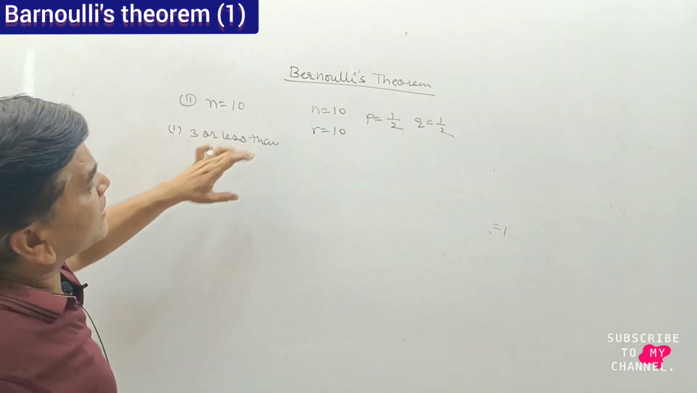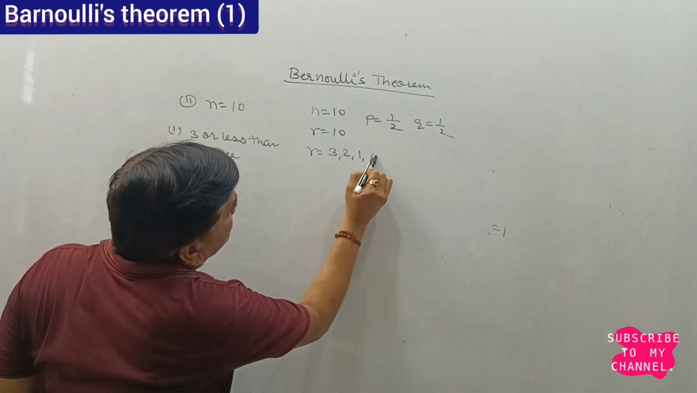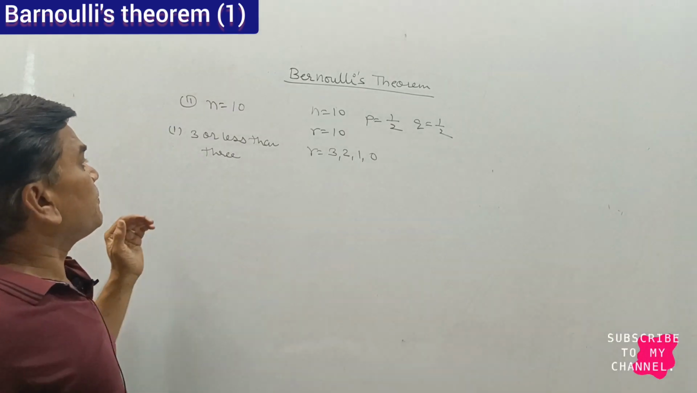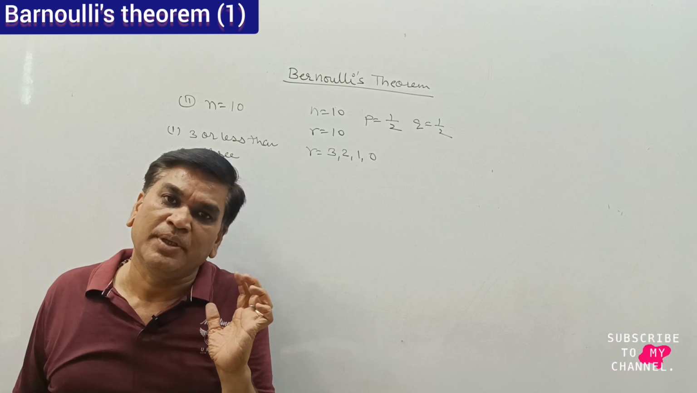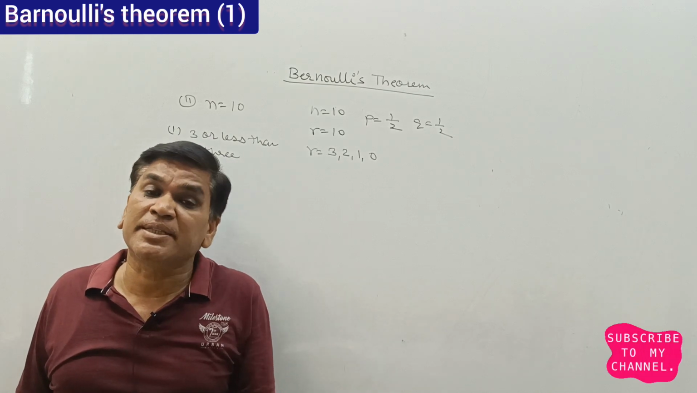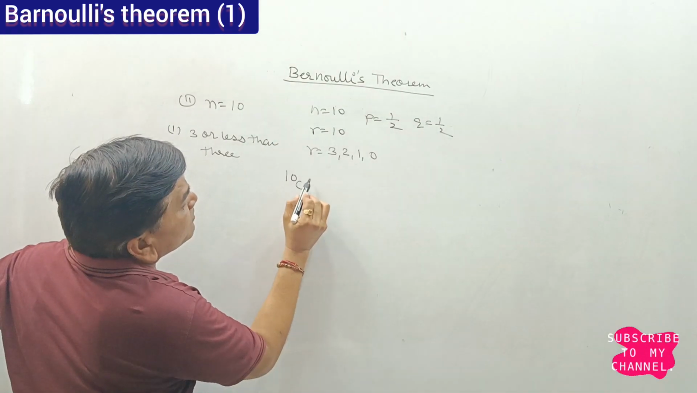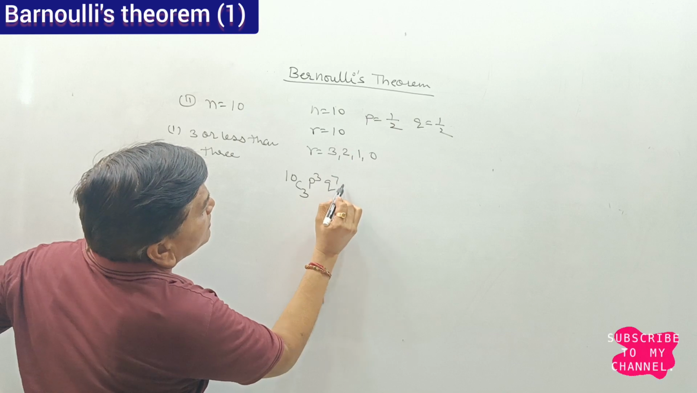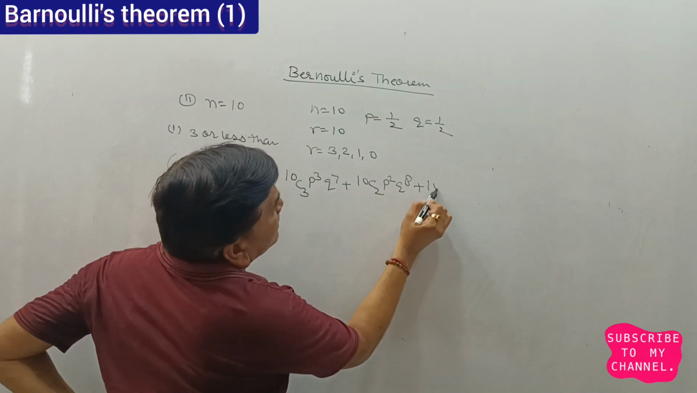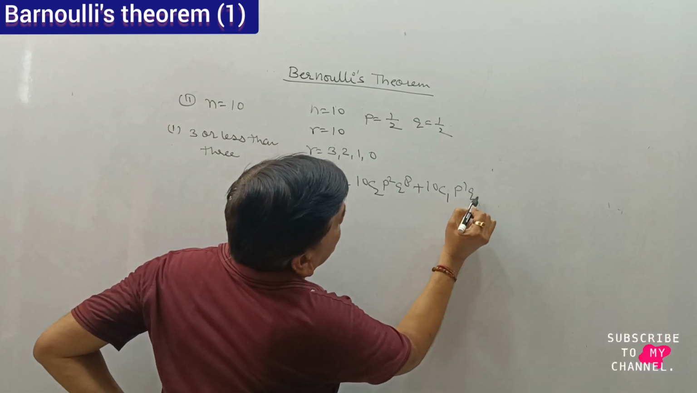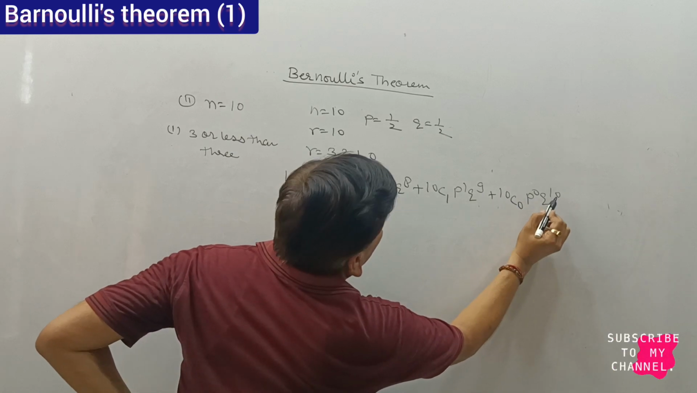3 or less than 3 is written, it means r is equal to 3, 2, 1, 0. If they ask less than 3, then we will write 2, 1 and 0. But when 3 or less than 3 is given, then 3 will also be included. So in such a condition, 10C3 p raised to power 3 q raised to power 7, then 10C2 p raised to power 2 q raised to power 8, then 10C1 p raised to power 1 q raised to power 9, and 10C0 p raised to power 0 q raised to power 10.